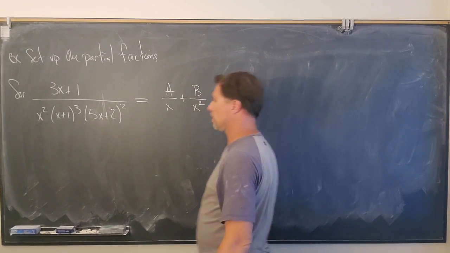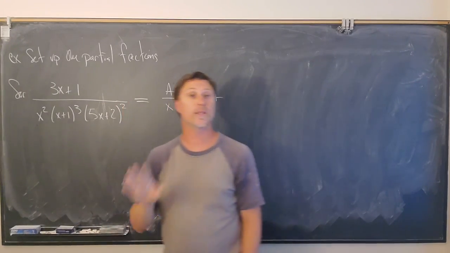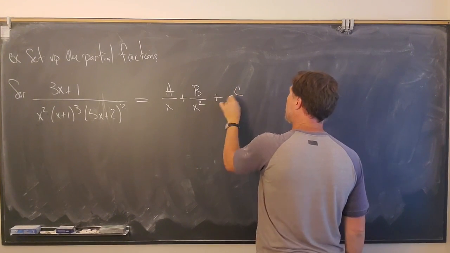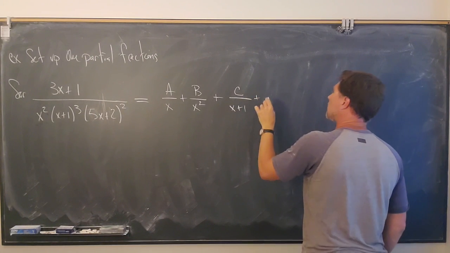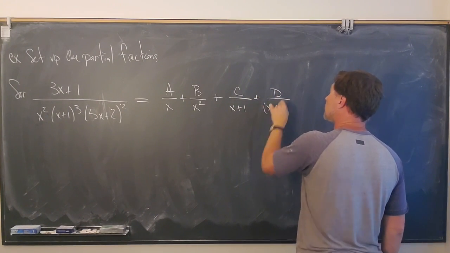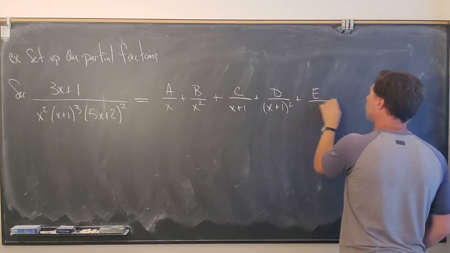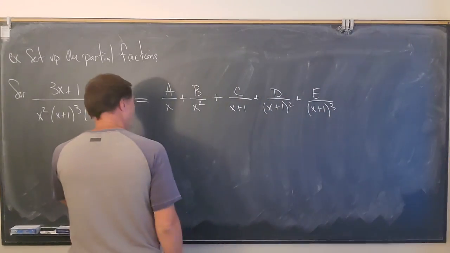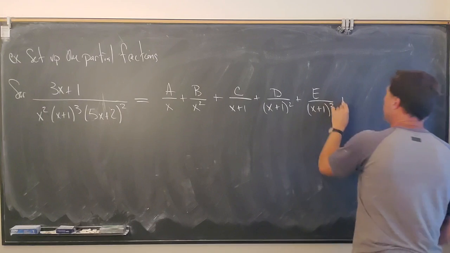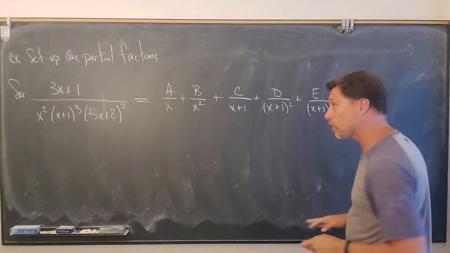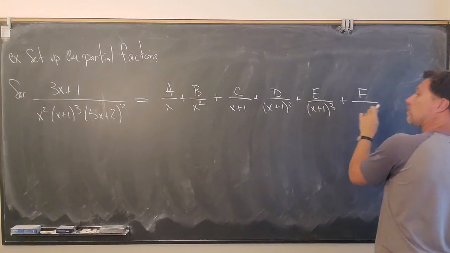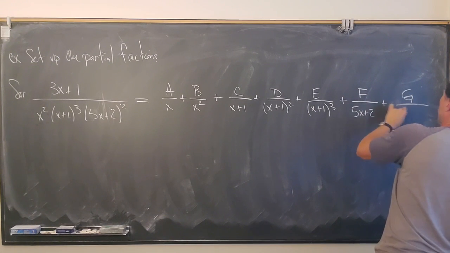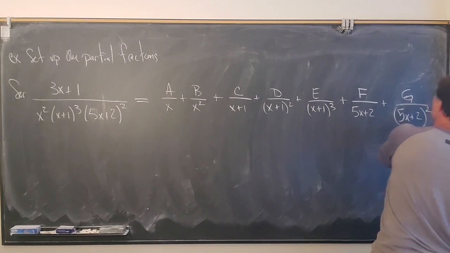Then we move on to the next term. It's an x plus 1 raised to the third power, which means that we're going to write down three partial fractions with ascending powers. So it'll be c over x plus 1 plus d over x plus 1 squared plus e over x plus 1 raised to the third power. Now we move on to the last piece. It's raised to the second power, which means that we're going to write down two partial fractions, and they will be f over 5x plus 2 plus g over 5x plus 2 squared.